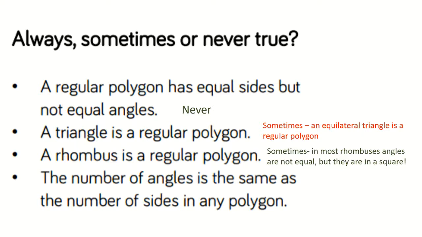The number of angles is the same as the number of sides in any polygon. Think about a triangle, a rectangle, a hexagon, a pentagon. It is always true. A triangle has 3 angles and 3 sides. A pentagon always has 5 sides and 5 angles.